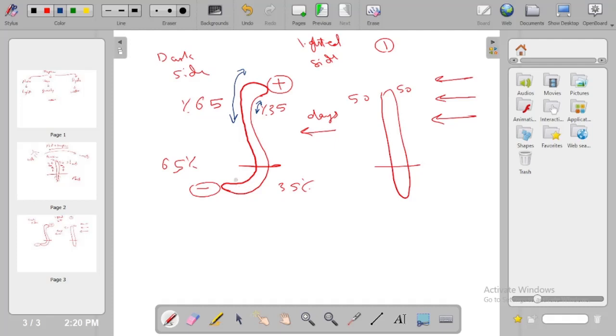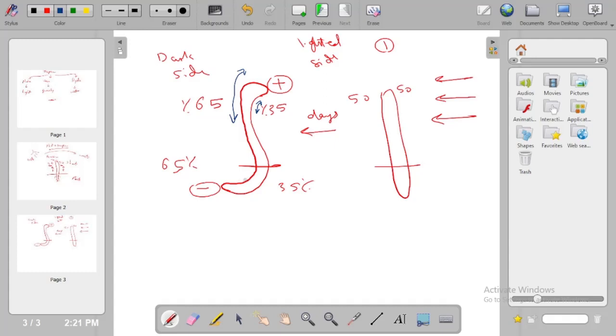Why does the root bend against light? Also, the percentage of oxygen is the same concentration in the stem. We have 65% of oxygen in the dark side and 35% of oxygen in the light side. So why does the root bend against light?